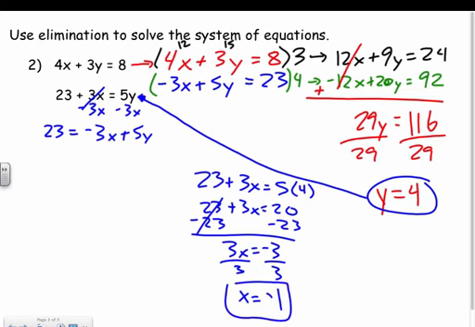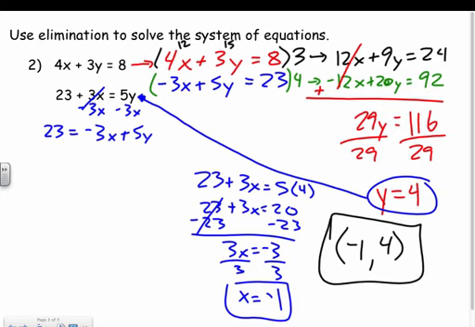And then our answer is an ordered pair. So negative 1 for x and 4 for y. Box the answer so I can find it. Okay, so sometimes it just takes a little bit of work, a little bit of organizing, figuring out what you want to multiply by to cancel.